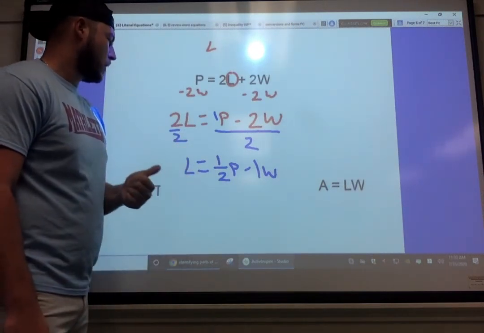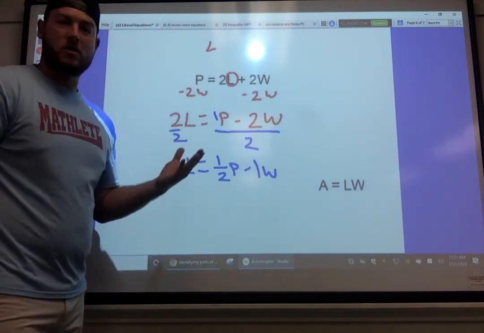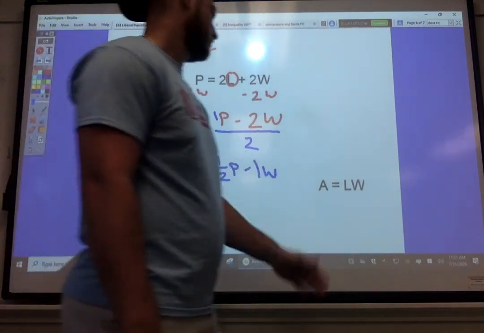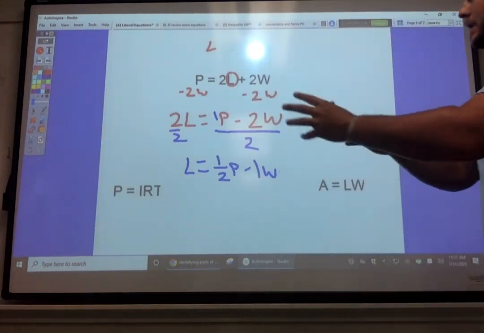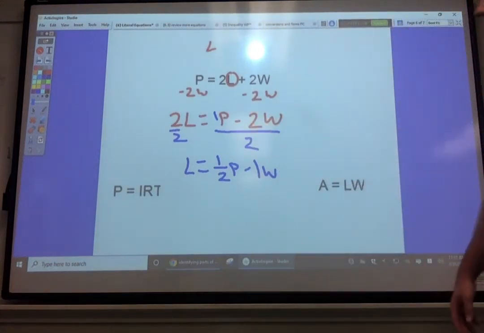Right, so now we solve for L. So L equals 1/2 P minus 1W. That's also an equation for perimeter. It can kind of all go hand in hand.